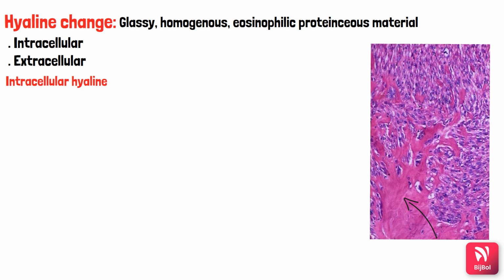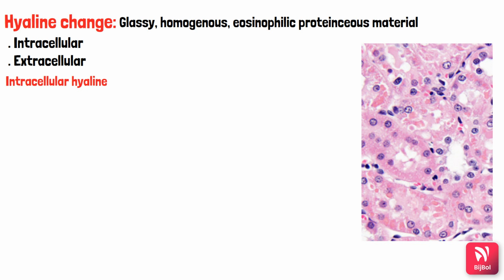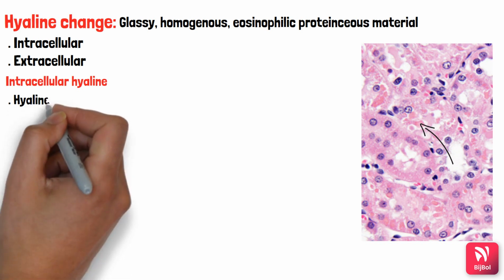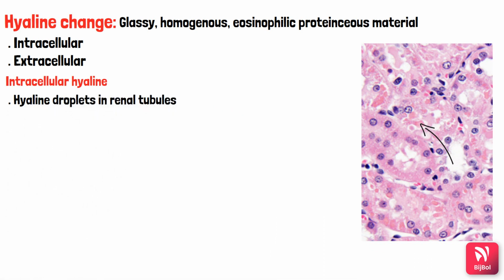Okay, because of excessive reabsorption of plasma proteins. So these are all renal tubular epithelial cells, and here and there you can see that pink deposition, right? That is nothing but intracellular hyaline within each epithelial cell. Okay, this kind of hyaline is called hyaline droplets, which are seen in renal tubules.